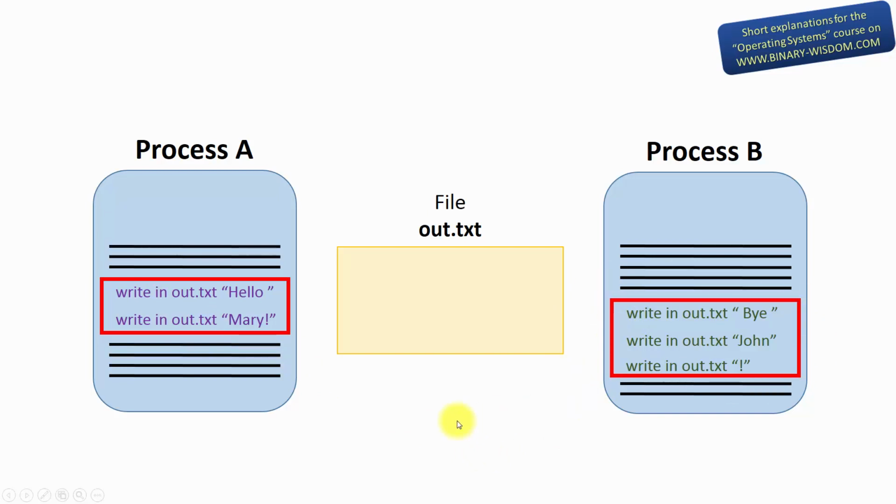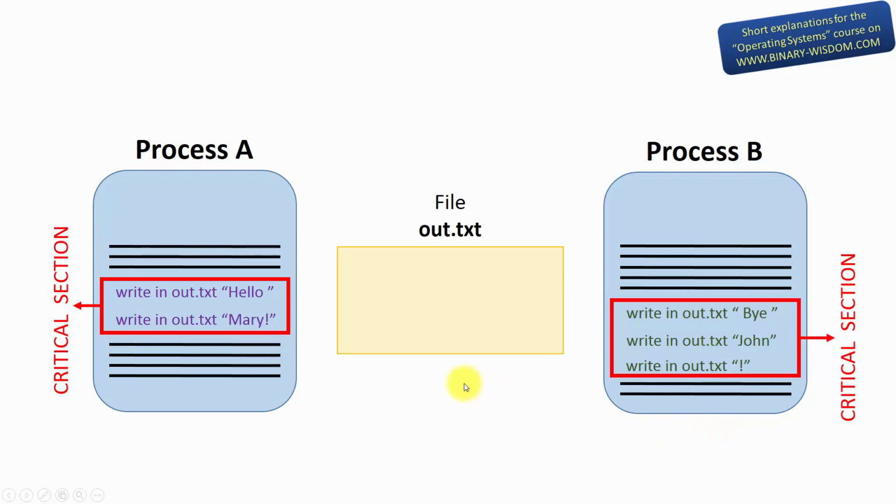Pieces of code from different processes that should not be executed at the same time are called critical sections. So, this is the critical section of process A. And this is the critical section of process B, and they never should be executed at the same time.